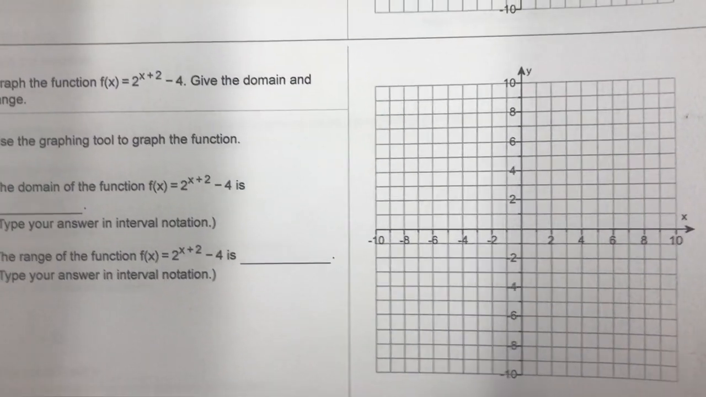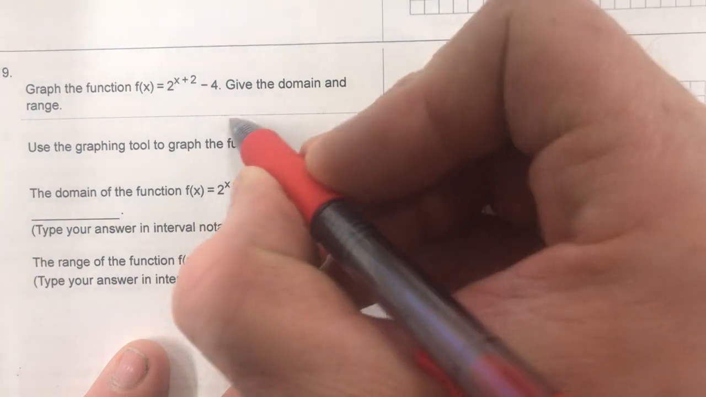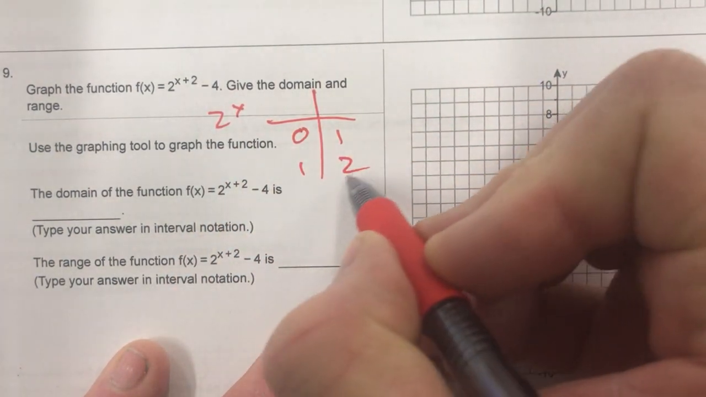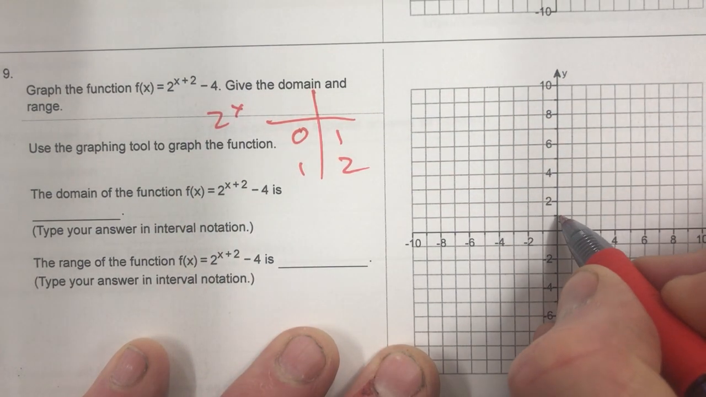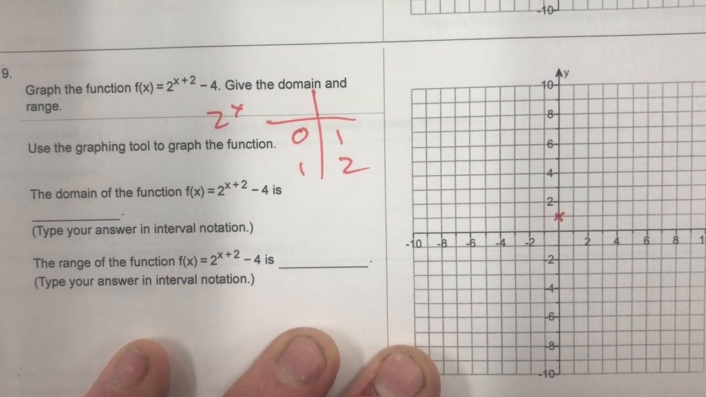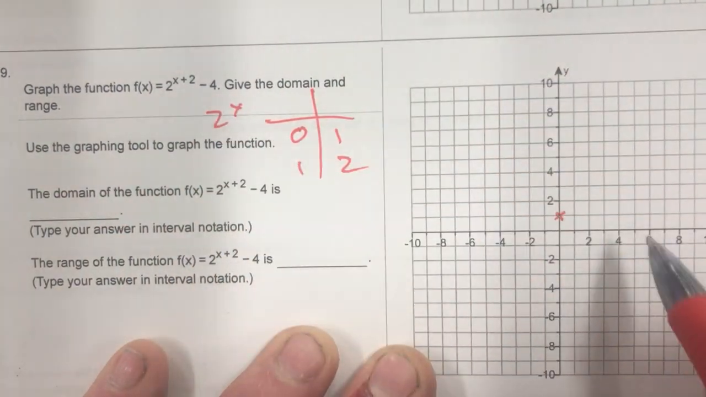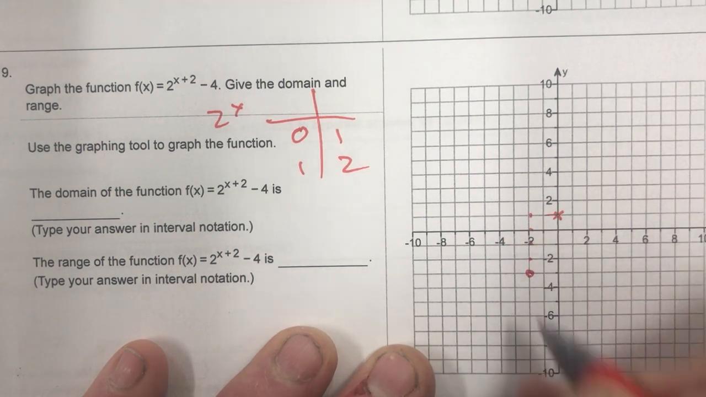Okay, let's go to here. Same deal, this base is 2, so if I have 2 to the x, that's going to give me (0, 1) and (1, 2). There's my 2 points. Well, I've got this shift on it, so (0, 1) normally is here. It's going to go 2 to the left and down 4. So 2 to the left and 1, 2, 3, 4. It's going to go to there.